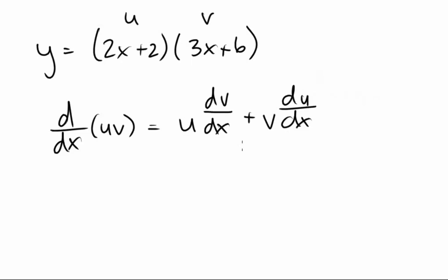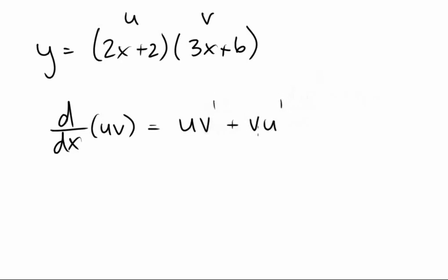So another way that you can look at this that maybe is a little easier to remember is uv prime plus vu prime, or you can say v prime u plus u prime v. It doesn't really matter which order you say them in, okay? So basically, the product rule is one function times the derivative of the other plus the other function times the derivative of the first. So you're going to have to take two derivatives here, basically. So let's see how that would work with this one up here.